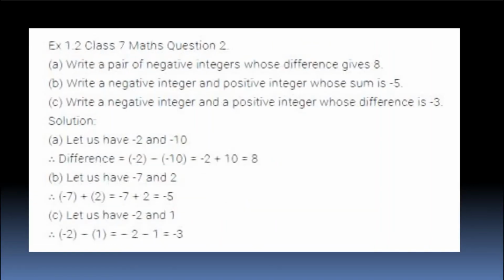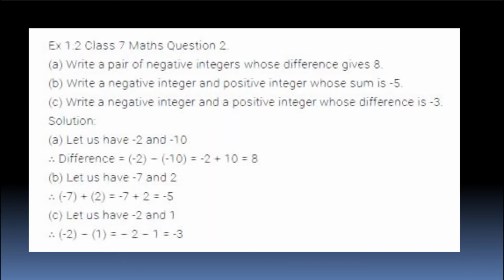Moving to question number 2, write a pair of negative integers whose difference gives 8. Like, let's have -2 and -10. -2 minus -10 is -2 plus 10, which is equal to 8.